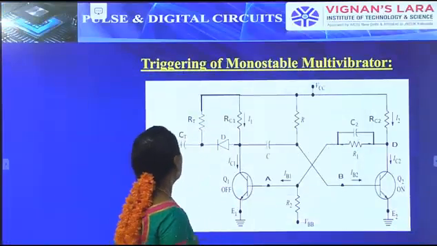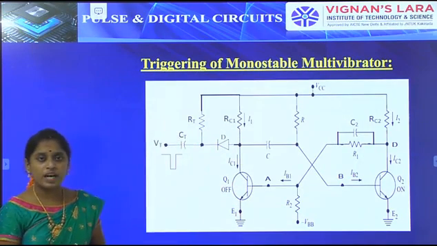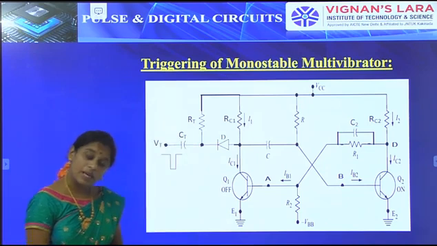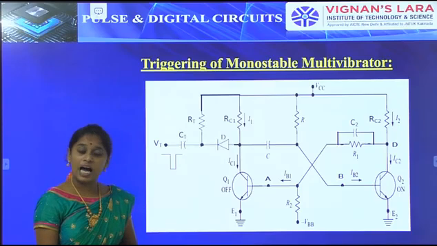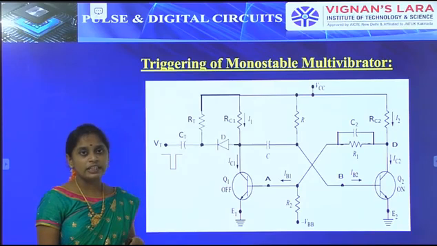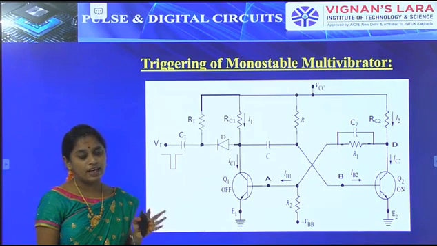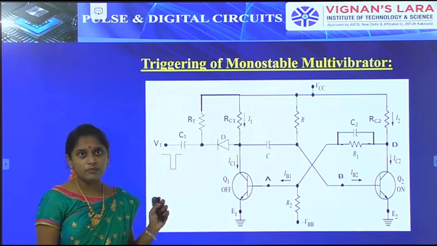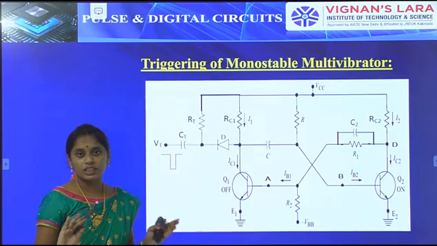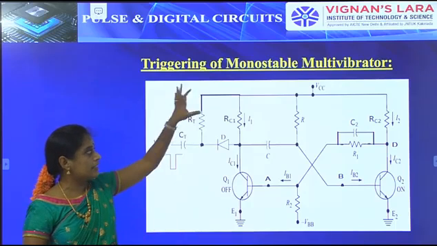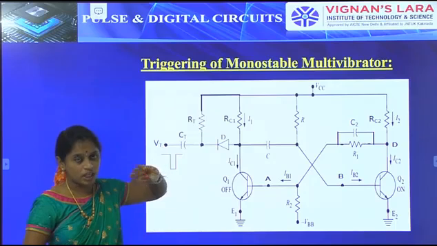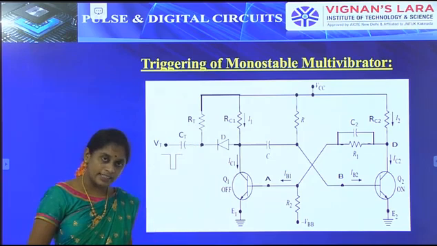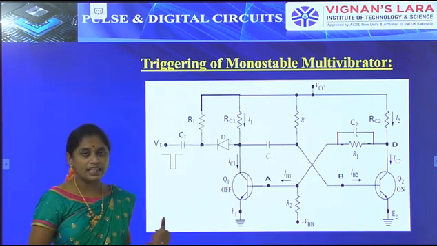the bistable multivibrator. In the bistable multivibrator we use two triggering mechanisms, that is symmetrical triggering and unsymmetrical triggering. In symmetrical triggering we apply a single triggering pulse at a time to perform the triggering operation. But in unsymmetrical triggering we apply two different triggering pulses at both collector ends. But in the monostable multivibrator we use a single triggering pulse only. Why? Because only the transition from the stable state to the quasi-stable state requires a triggering pulse. Other than that we don't require any triggering pulse.